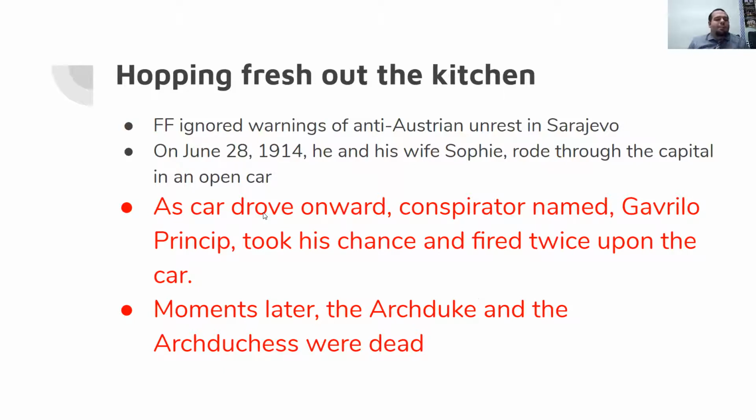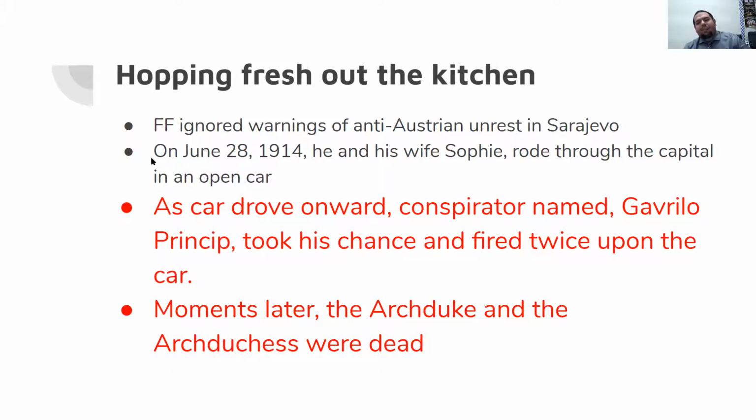Franz Ferdinand ignored warning signs of anti-Austrian unrest in Sarajevo. This is the capital of Bosnia. On June 28, 1914, he and his wife Sophie were riding through the capital in an open car. As the car drove onward, a conspirator named Gavrilo Princip took his chance and fired twice upon the car. Moments later, the Archduke and Archduchess were dead.